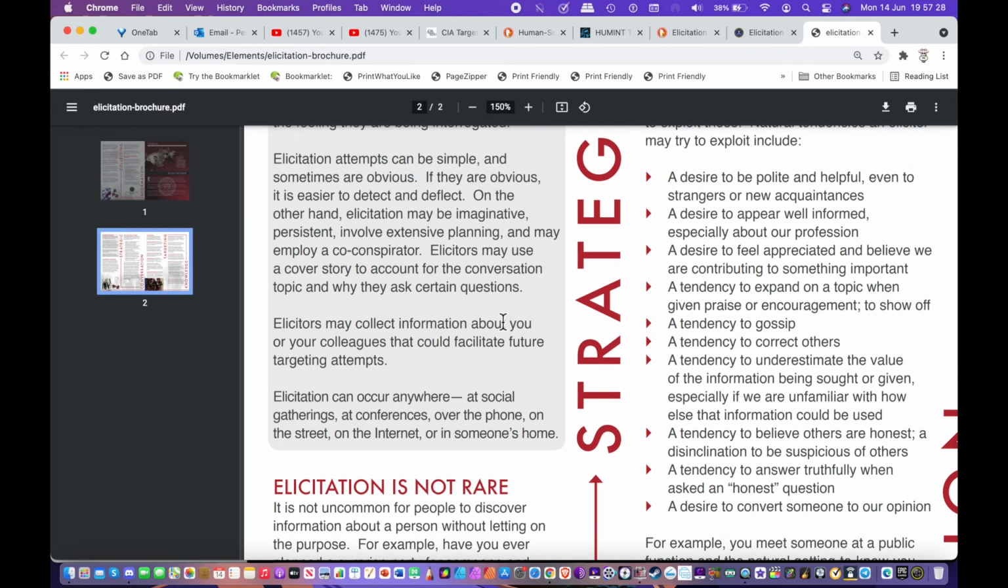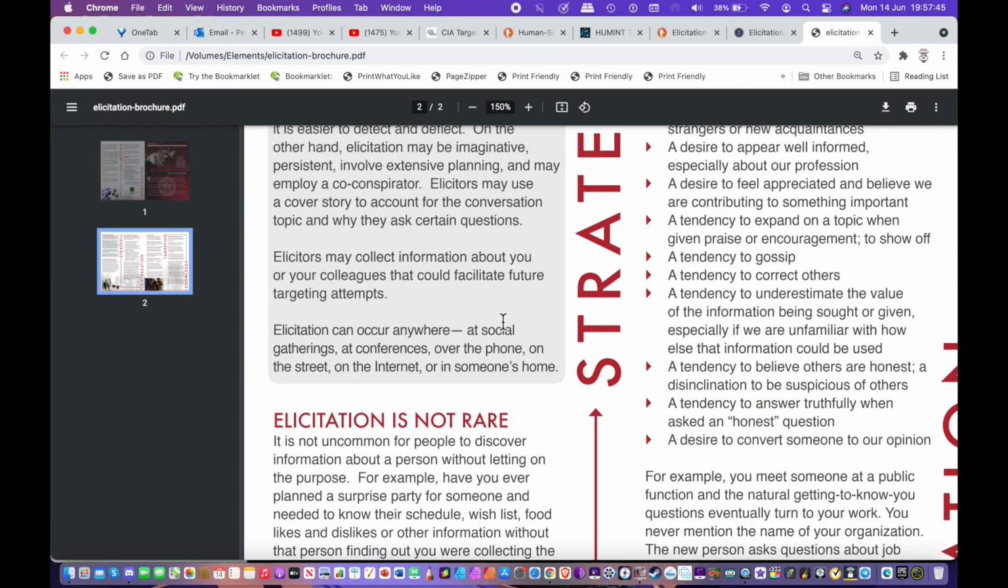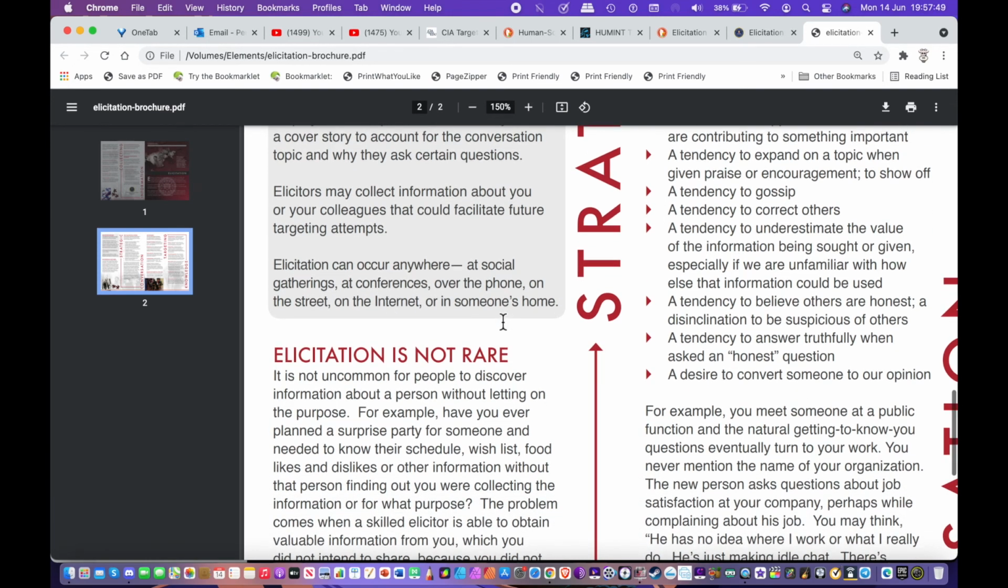Elicitors may use a cover story to account for their conversation topic and why they ask certain questions. Elicitors may collect information about you or your colleagues that can facilitate future targeting attempts. Elicitation can occur anywhere. At social gatherings, at conferences, over the phone, on the street, on the internet, or in someone's home.